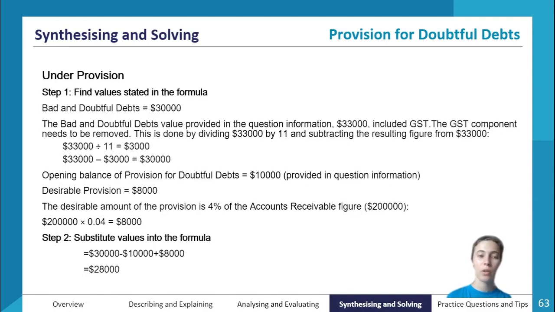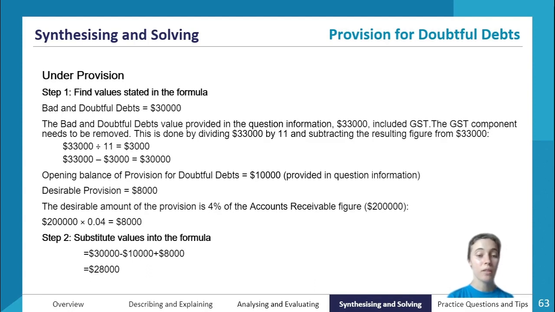So let's have a look then at how we find these values. So the first step, of course, is to look at those values in the formula and find what they are. So the bad and doubtful debts figure is $30,000. We know that because in the information we were given, it was 33,000 including GST, and we needed to figure out what it was without GST. So we divided by 11 and it came out as 30.